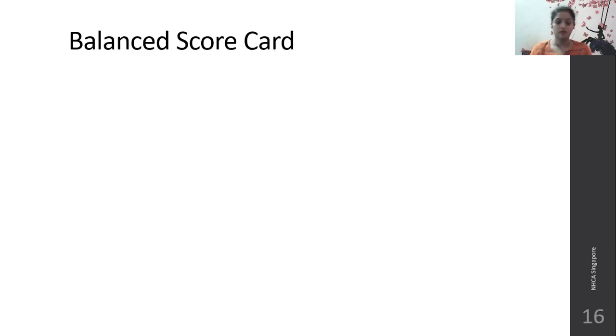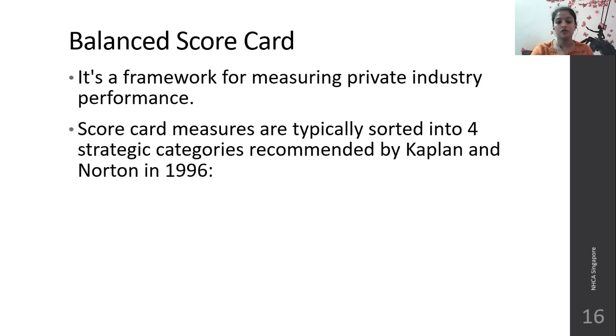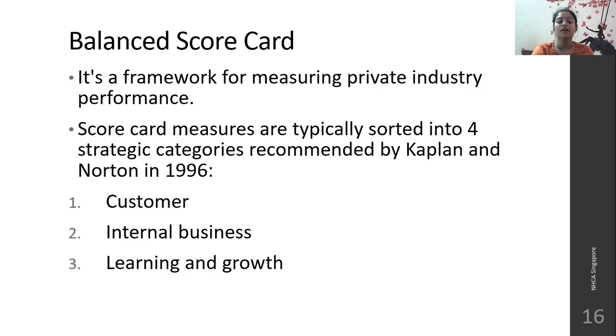So, the balanced scorecard. It is a framework for measuring private industry's performance, but nowadays it is also being used in the healthcare industry. The scorecard measures are typically sorted into 4 categories. It was recommended by Kaplan and Norton in 1996. The 4 areas of a balanced scorecard: first is customer, second is internal business, third is learning and growth, and fourth is financial. We will see in detail.